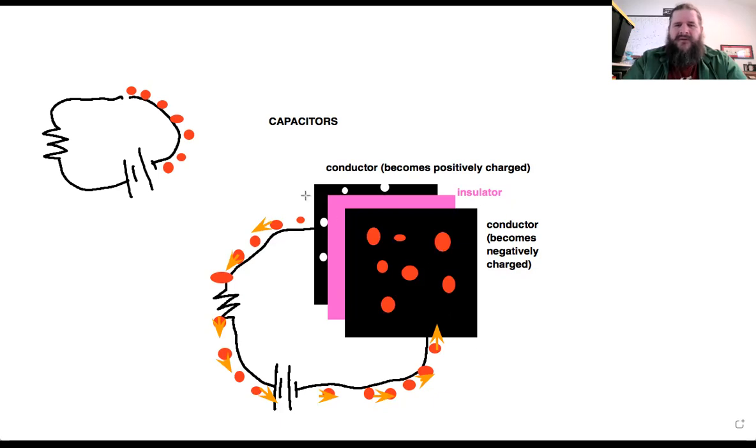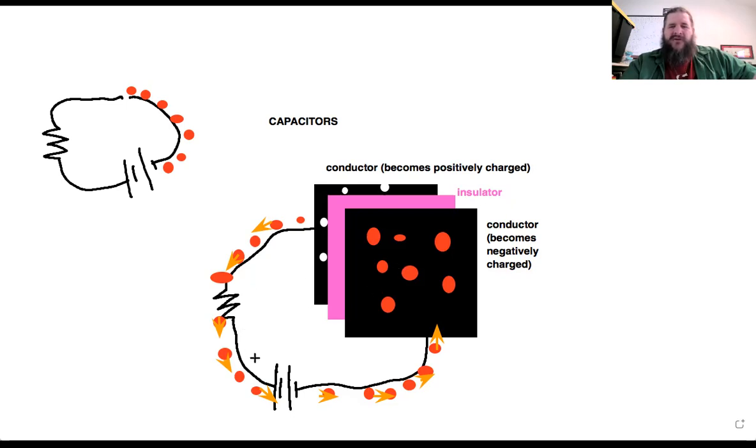If the plates start off neutral, no extra charge on either one, then you get fast current flow because of the battery's push. But as the plates start to accumulate more and more opposite charge, the battery is still pushing with the same strength, but the conductor is pushing back in the other direction, or the capacitor, this sandwich of plates. The charge on the capacitor is pushing back with greater and greater strength. And so that means the current starts to slow down. And this ends up leading to exponential decay.